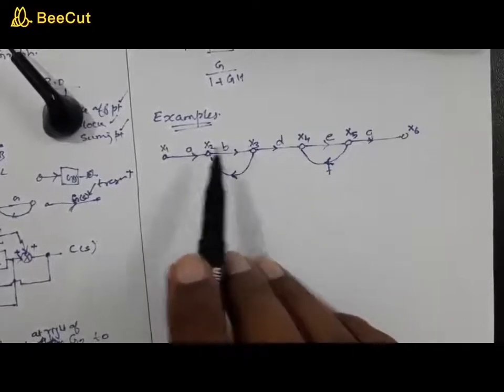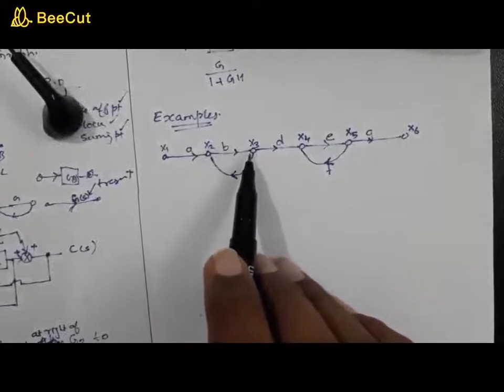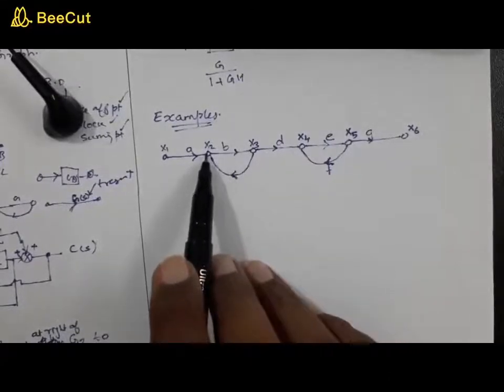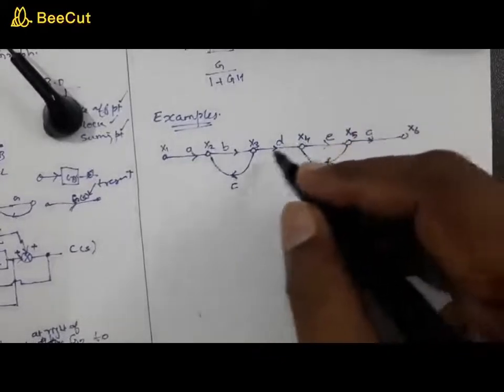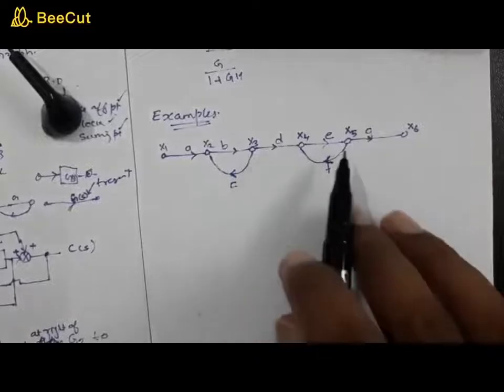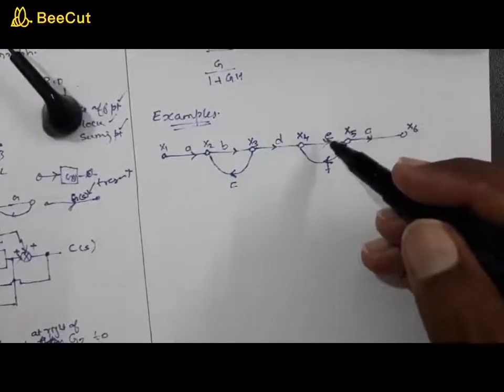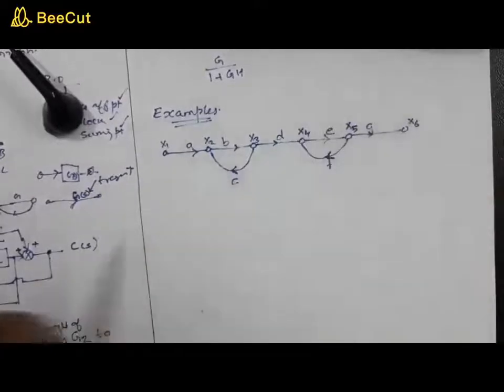Then in between x2 and x3 there is another block which has b. Now from x3 there is a feedback going to x2, right? And that is marked as c. Then between x3 and x4 you have another transmittance d.